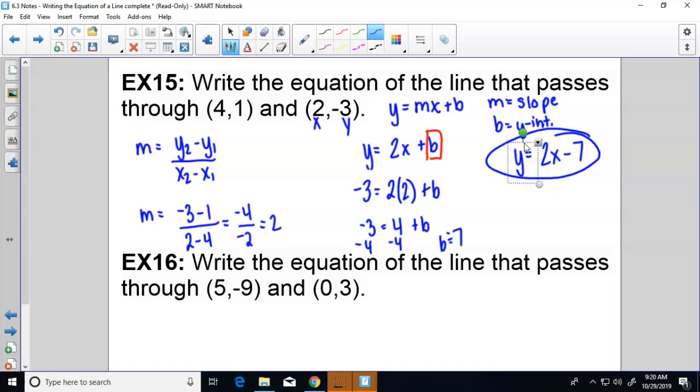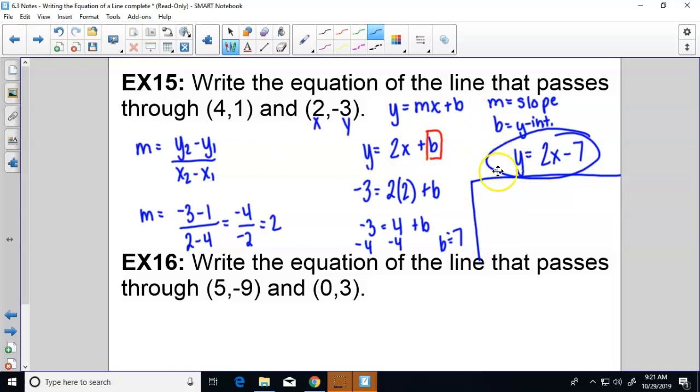So my answer would be y = 2x - 7. Question for you. How did you decide you were going to use (2, -3)? Good. Did you have to use (2, -3)? Okay. Do you guys think we'll get the same thing if we use the other one? We should. So just so you can see, you don't have to do it both ways. I just want you to see that it does work both ways.